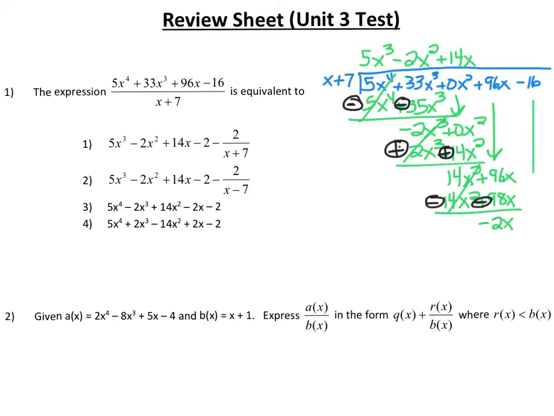And let's bring down the next term. And one last time, we're going to say, what do I multiply x by to give me negative 2x? Well, negative 2. And then let's distribute. Negative 2 times x is negative 2x. And then negative 2 times 7 is negative 14.